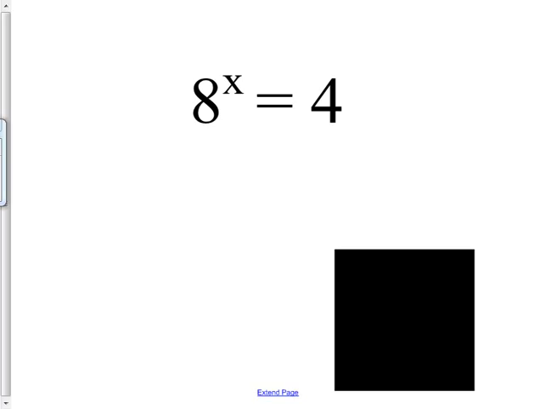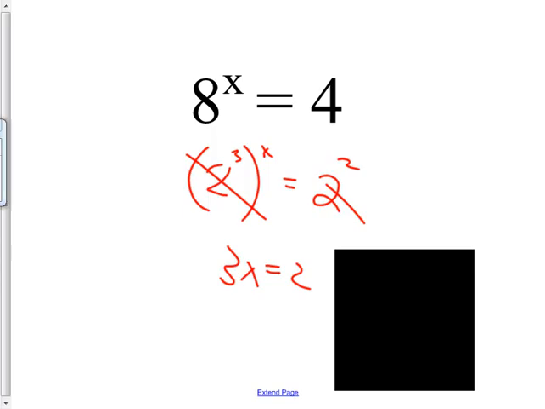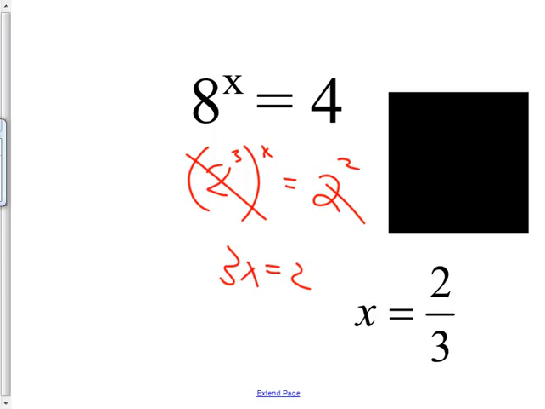Do you get that 8 and 4 both kind of come from the same root? They both come from a 2. So the 8 could be 2 to the third to the x equals 4 could be 2 to the second, right? And once I got the bases the same, cancel, cancel. 3x equals 2. It's really easy, right? So then x equals 2/3. Any questions about that?